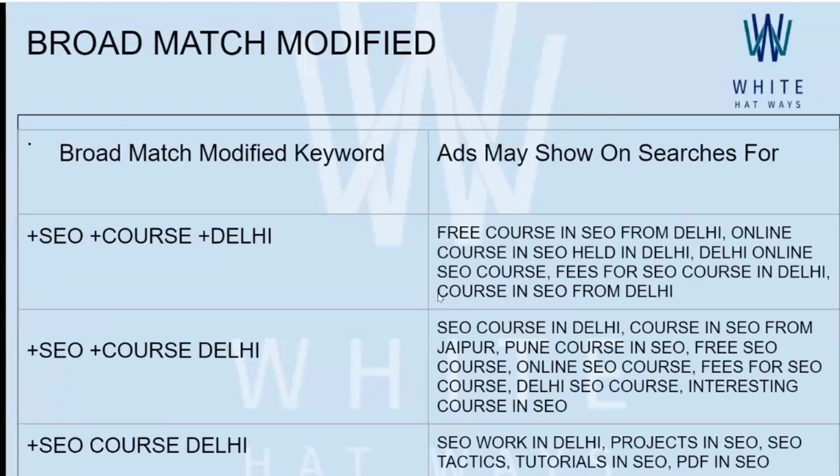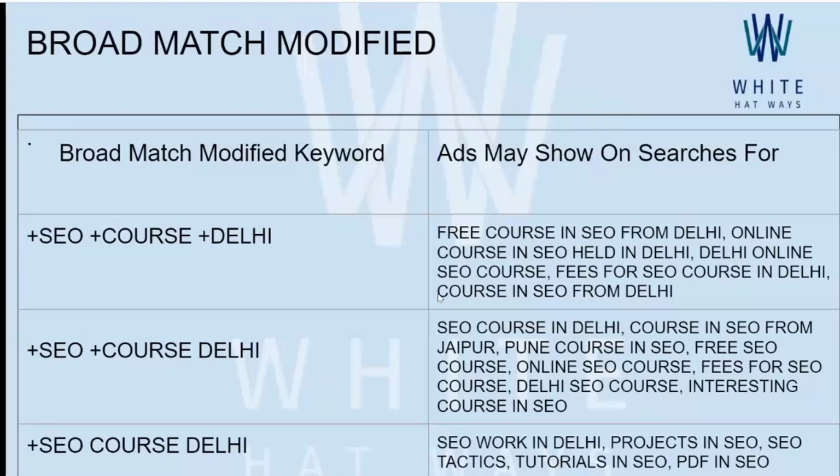So these are the examples. We have modified terms as plus SEO, plus course, and plus Delhi. And in lieu of which, where would your ad get to appear? Free course in SEO from Delhi. Again, it has SEO, course, and Delhi. All the modified terms are appearing. Online course in SEO held in Delhi. Again, it has SEO, course, and Delhi.